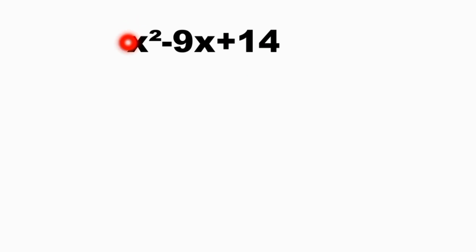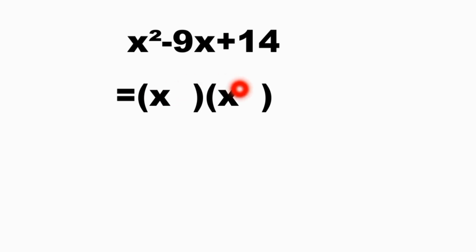Let's have the factors of x squared here. So x squared must have the factors of x times x, and the factors of 14 here must be negative times negative, since we have a negative middle term. If you multiply negative and negative, it will give you a positive answer, but if you add, it will give you a negative answer. Negative plus negative is negative.